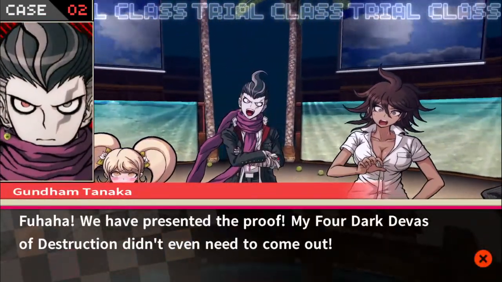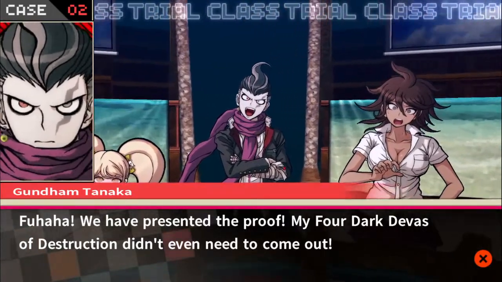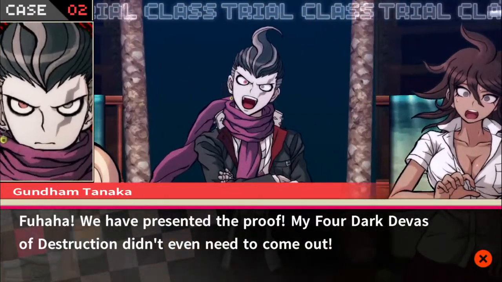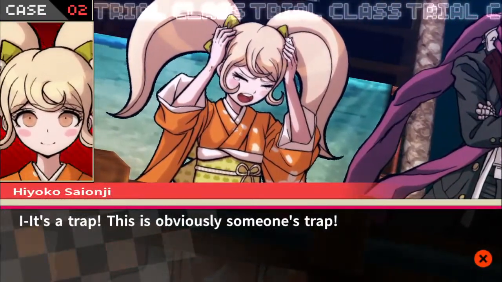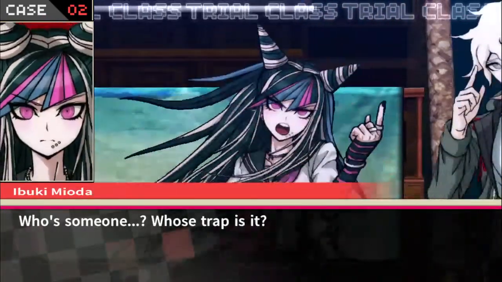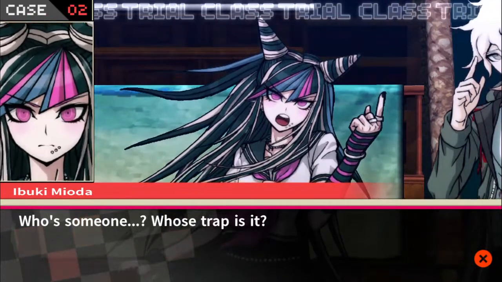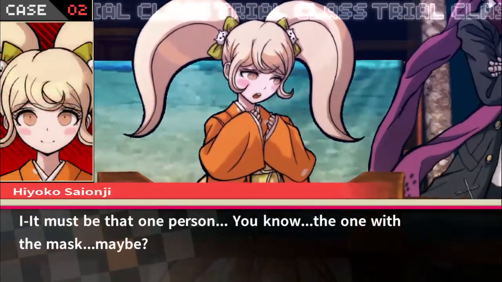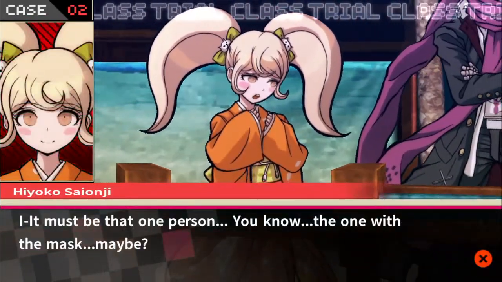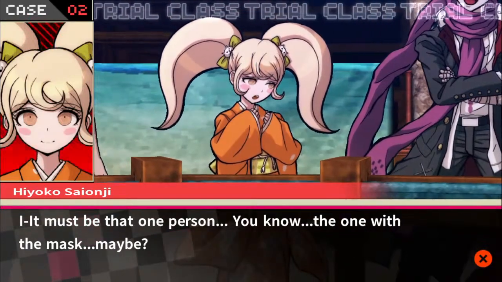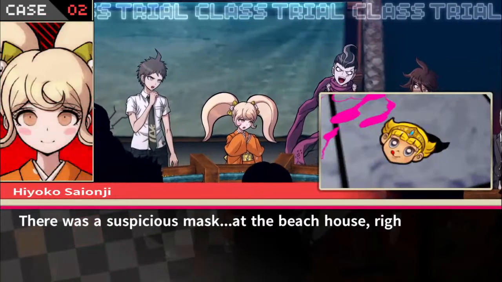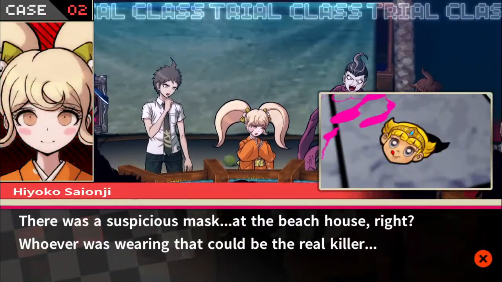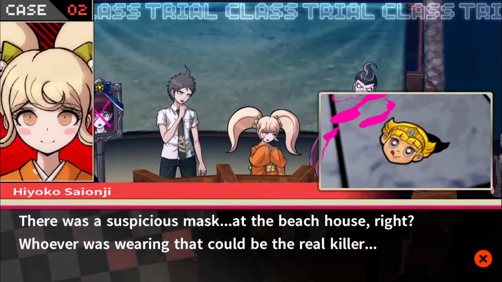We have presented the proof! My 4 dark devas of destruction didn't even need to come out! It's a trap! This is obviously someone's trap! Who's someone? Whose trap is it? It must be that one person! You know, the one with the mask, maybe? The one with the mask? There was a suspicious mask at the beach house, right? Whoever was wearing that could be the real killer!